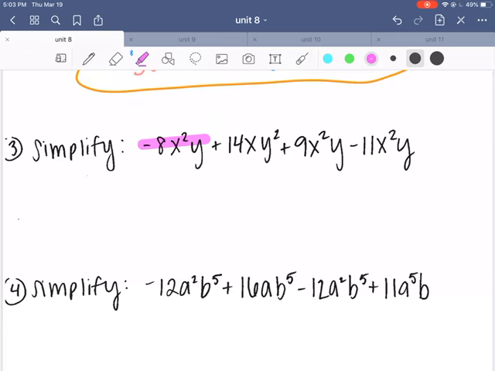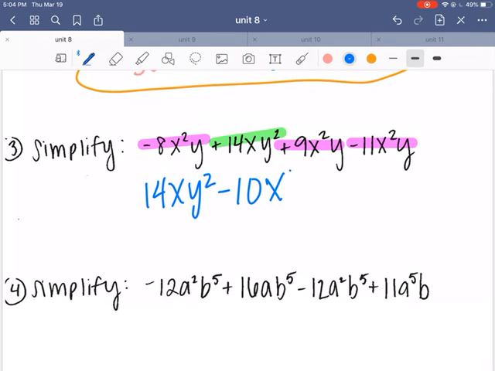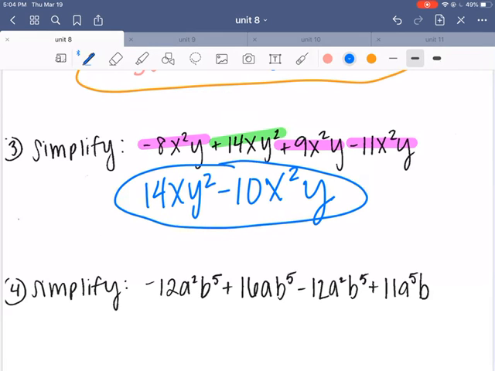x squared y, looking for another x squared y, positive 9, and then another negative 11. And then clearly this is the only one of its kind. The squared's not on the x, it's on the y here, so it's a little bit different. So let's leave 14xy squared here. And then 9 minus 8 is 1, and 1 take away 11 is negative 10x squared y. Boom, final answer.